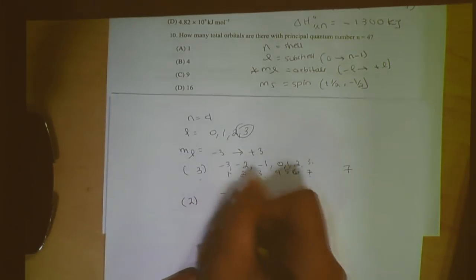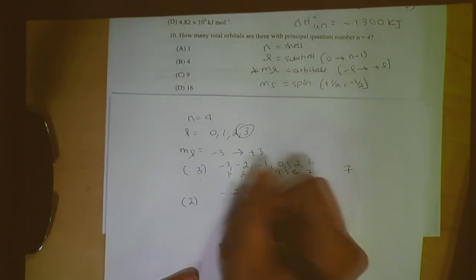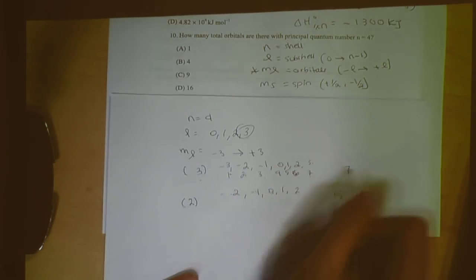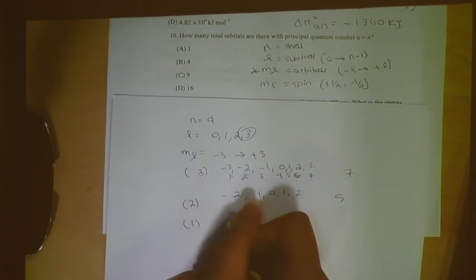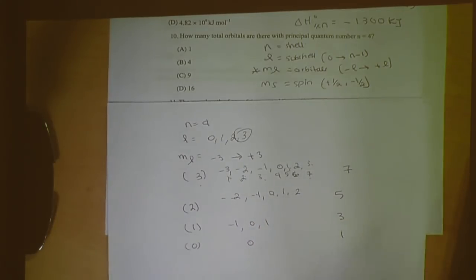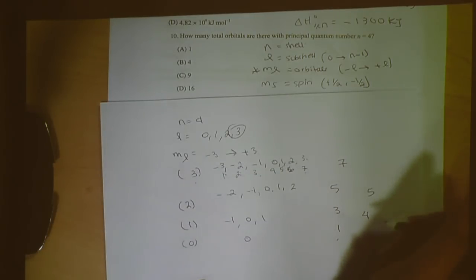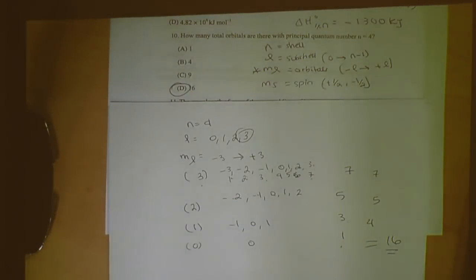In 2, I have negative 2, negative 1, 0, 1, 2. That's 5. In 1, I have negative 1, 0, and 1. That's 3. And in 0, I just have 0, which is 1. So now I have 7 plus 5 plus 3 plus 1. So 4 plus 5 is 9, plus 7, that's equal to 16. So that means I can have up to 16 orbitals in that thing.